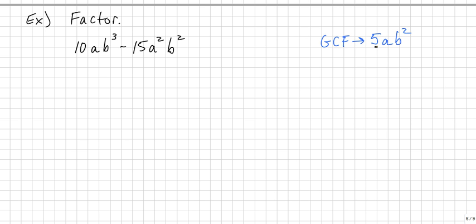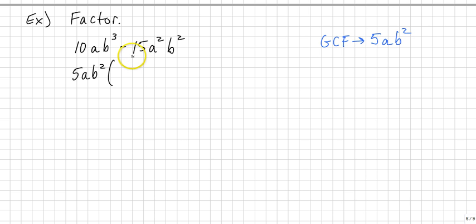Now you can still figure out the greatest common factor by doing what we showed you earlier, by writing out all the primes and then writing down everything they have in common and multiplying it together. So we want to factor 5ab squared out. So to factor out means we write the greatest common factor and then parentheses, and then we think, well, what if I take 5ab squared away from these two terms, what would be left?